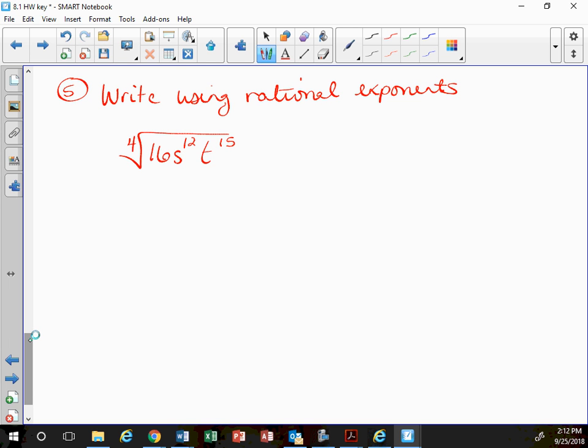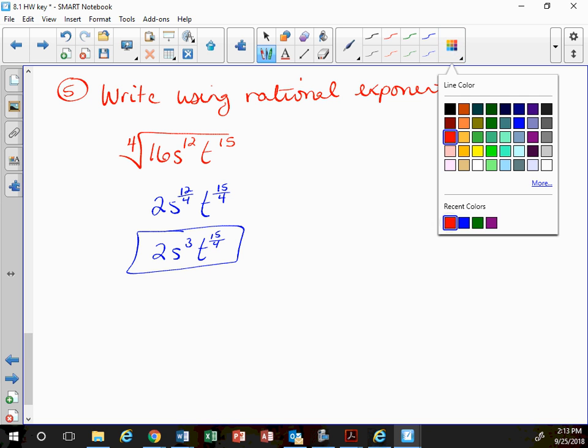So first, when you're doing this, always treat the coefficient a little bit differently. What is the fourth root of 16? 2. Okay, that worked out nicely. Then if you're doing rational exponents, all you have to do is take the variable, and it's 12 over 4 for s. And then t is 15 over 4. So simplify if you can. So it's 2s cubed, and then that's just t to the 15 over 4. And that's it. Awesome. Okay, they're kind of weird. You just need to know what the directions mean with some of these.